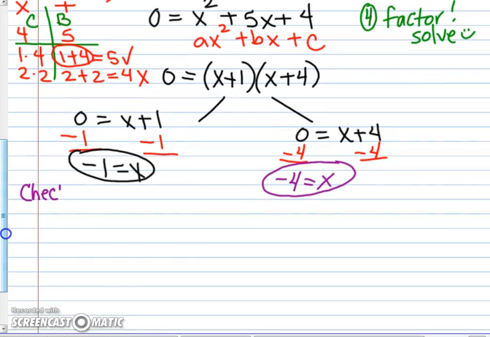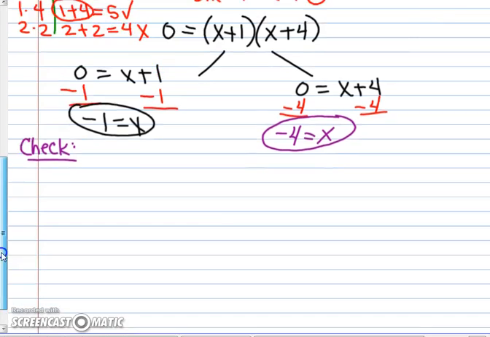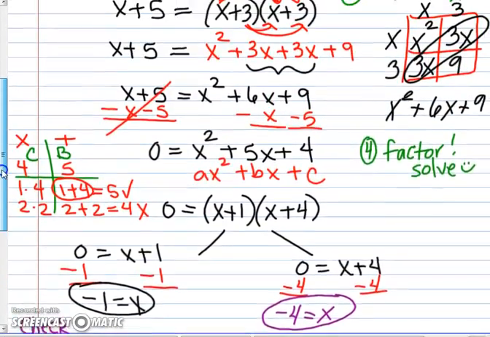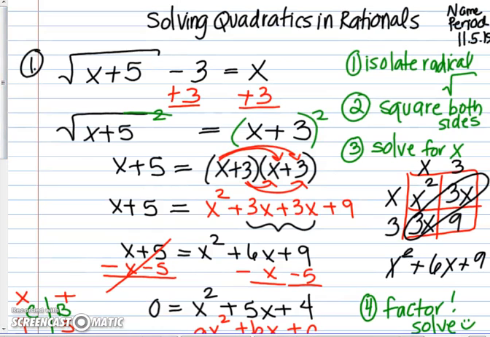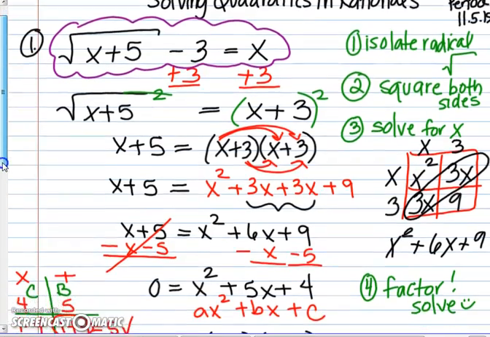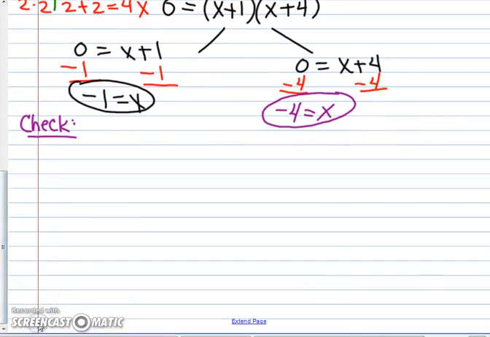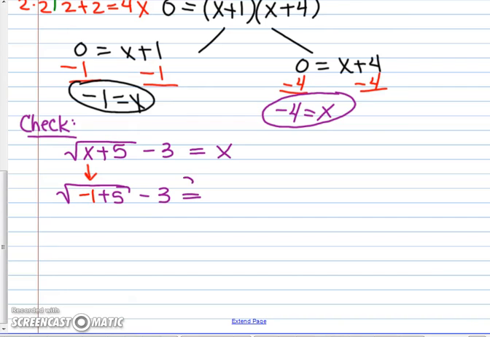You have your check. So to finish this example, we need to check to see if it's real or extraneous solutions. You're going to go back to your original problem. Okay, so we're checking to see if the square root of x plus 5 minus 3 is equal to x. What am I going to substitute in for x? Negative 1. Good. So we're going to have negative 1, and everything else stays the same. So you have the square root of negative 1 plus 5 minus 3, and the question is, is that equal to negative 1?